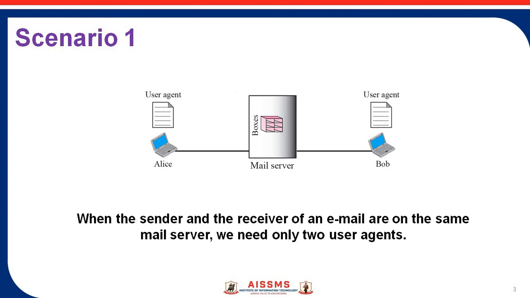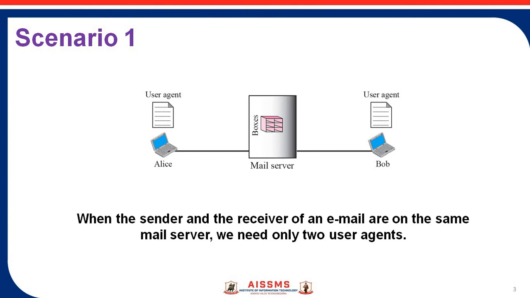First scenario. In this scenario, the sender and the receiver of the email are users on the same mail server. They are directly connected to a shared mail server. Each user has their own mailbox where the received messages are stored. A mailbox is a part of the local hard drive, a special file with permission restrictions. Only the owner of the mailbox has access to it.